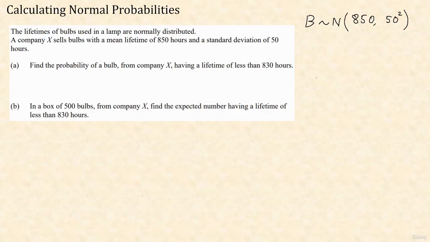Find the probability of a bulb from company X having a lifetime of less than 830. So we want the probability that B is less than 830. By the way, we can solve this using the calculator straight away to know what the final answer is. I'll do that now, just being a bit cheeky. We'll then answer it properly, exam style.